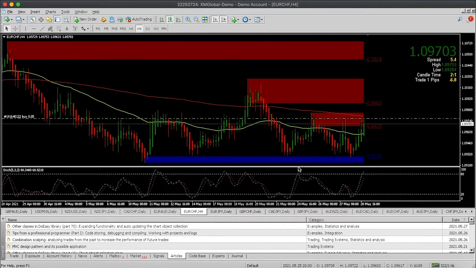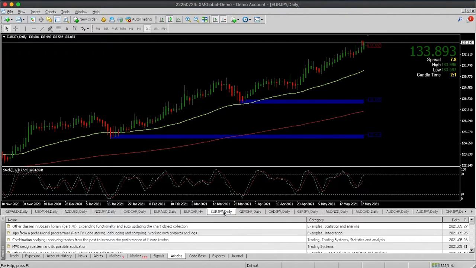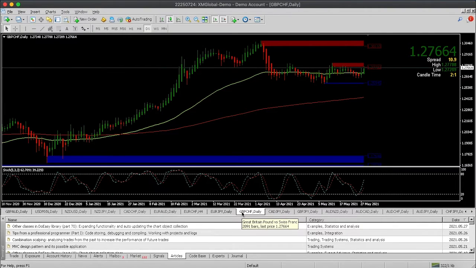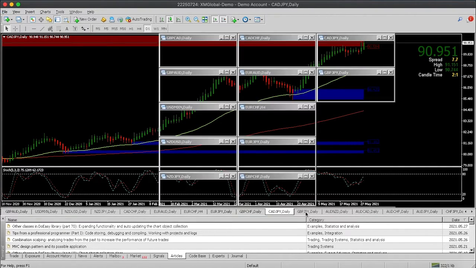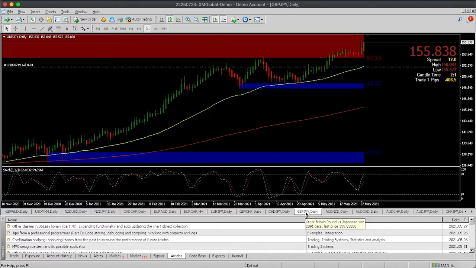Euro JPY, not at an area of importance. CAD CHF, not at an area of importance. No, not that one as well. Moving on.